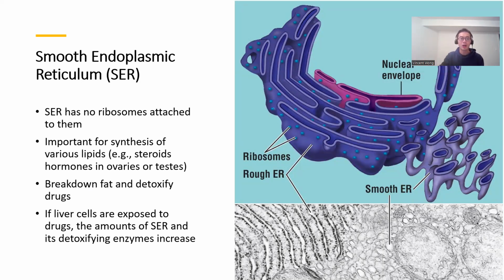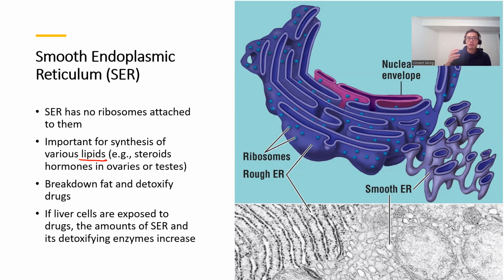Instead, the smooth ER is responsible for making lipids. We've learned a bunch of lipids, remember? In fact, that's going to be on your quiz, right? We learned about triglycerides, phospholipids, steroids, right? So if a cell is involved in making steroid hormones, such as the ovaries and the testes, you would expect them to have a lot of smooth ER. Make sense? Let me say that one more time.